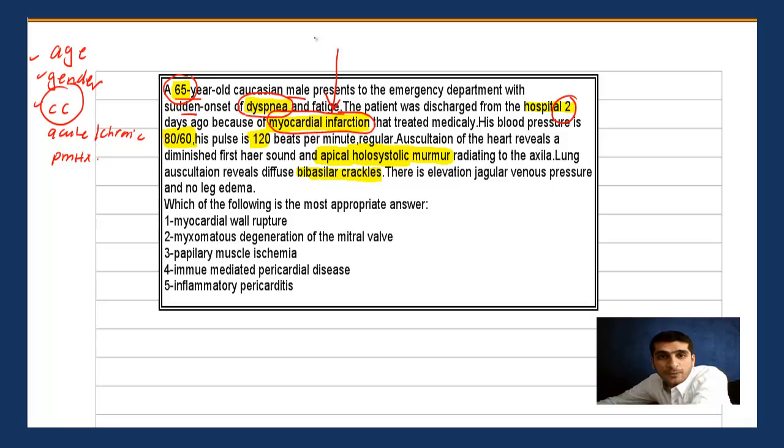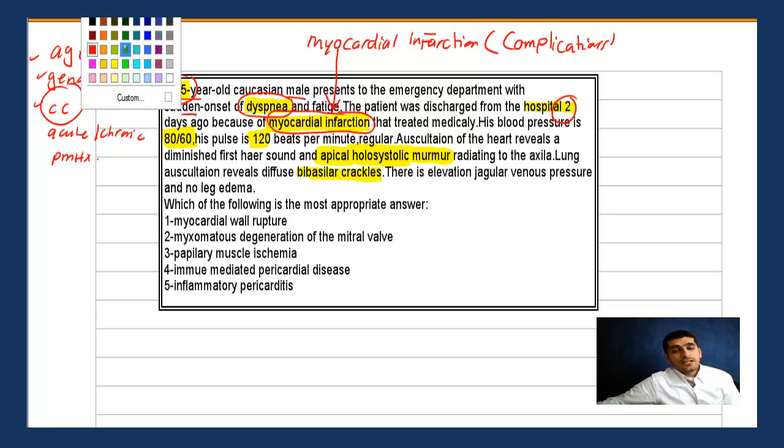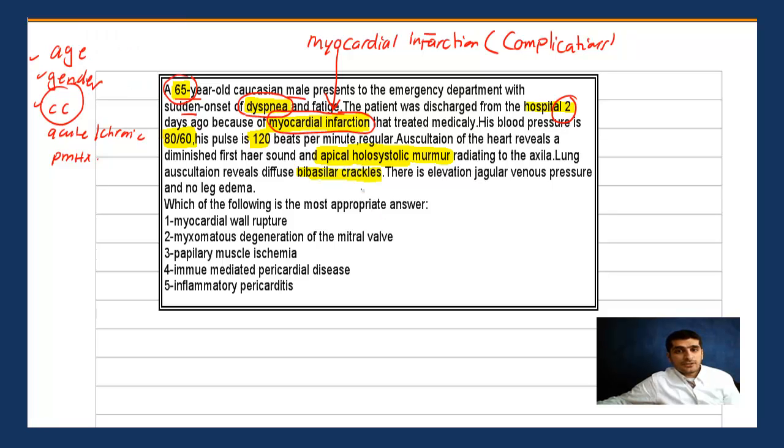That means my topic today is myocardial infarction. That's it? No. Complications. So in other words, complications of myocardial infarction. So what next? After four or five lines, and I told you cardiovascular questions usually have a lot of lines, usually it's really long. So you have an apical holosystolic murmur, which is big time here, plus you have crackles.